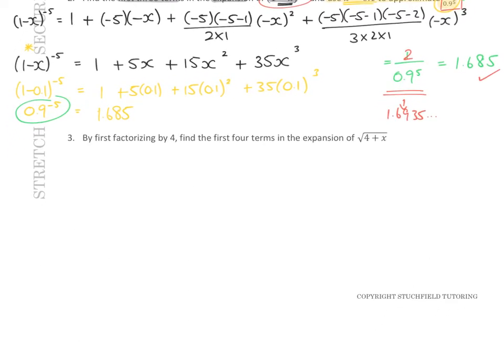Okay, question 3. Got a clue here. By first factorising by 4, find the first 4 terms in the expansion of this. Now first we're going to have to make that a fractional power. So this equals 4 plus x to the half. But what we have to remember is we can only use this expansion if that's 1, which it isn't currently. So 4 plus x is the same as 4 times 1 plus a quarter x.